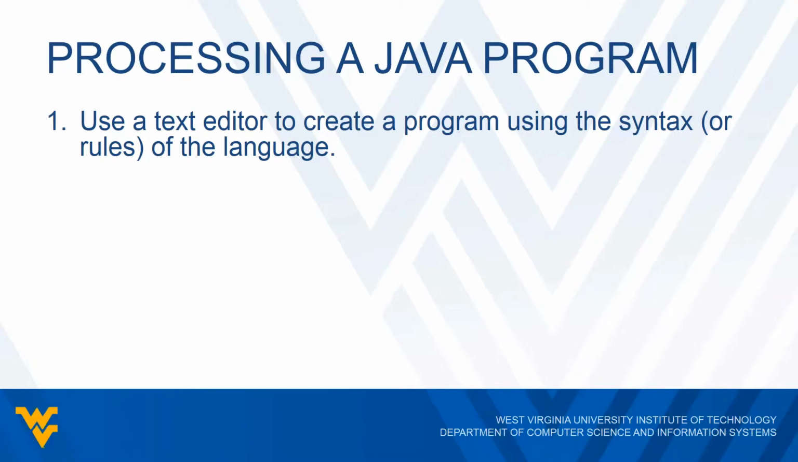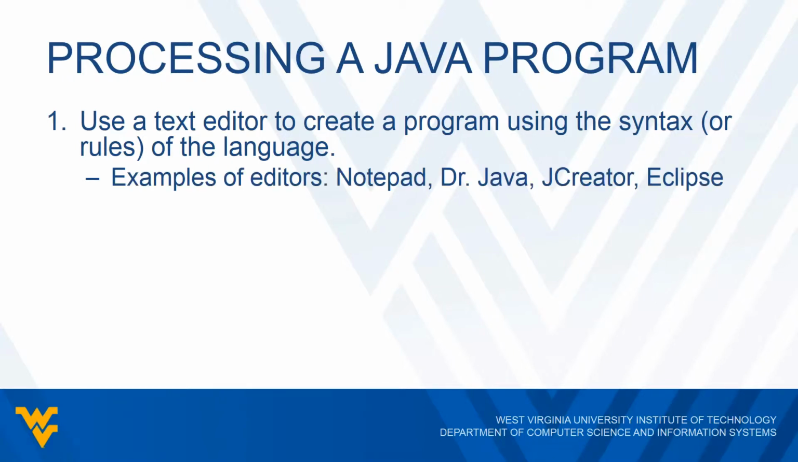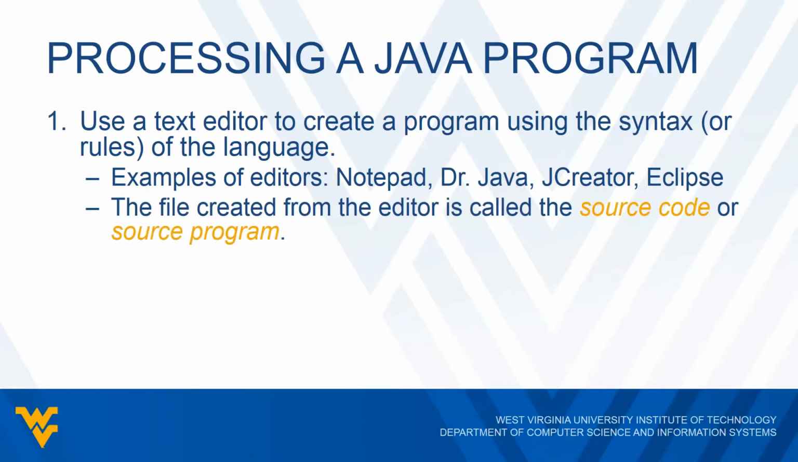And there are several different editors out there that will make it a lot easier for us. I mean, you could use Notepad if you understand Java very well, so you can just create it from scratch. But there are other programs out there that will help you, such as Dr. Java, JCreator, Eclipse. The list goes on. There are a variety of different editors that will help you with creating these files. And the files that are actually created from the editor are what we call the source code, or sometimes we call it the source program. We'll probably just use the term source code for this class.